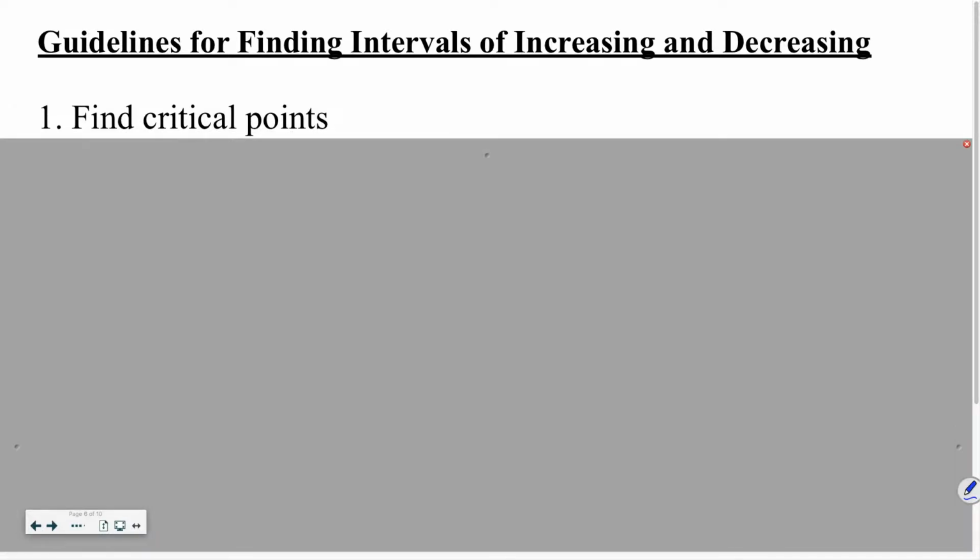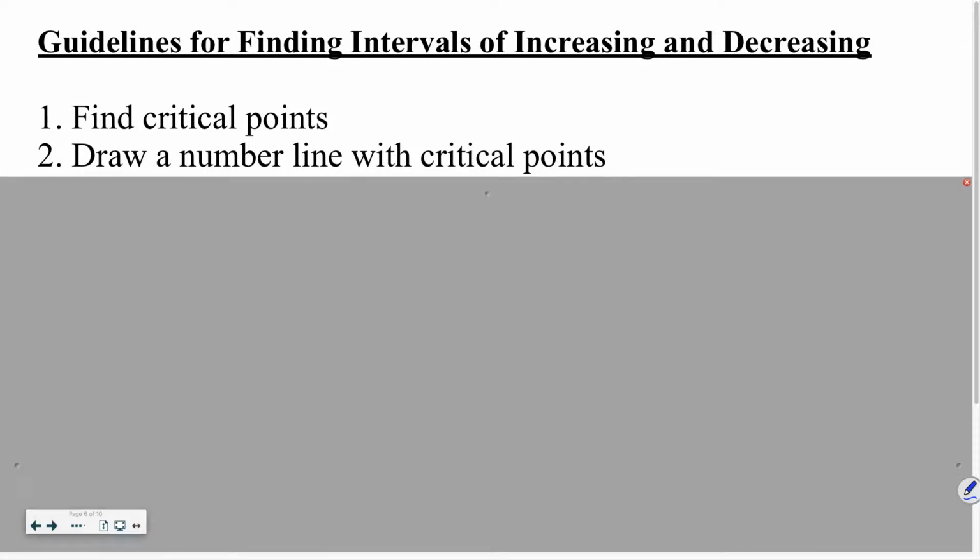So we need to figure out what our critical points are, because that's where we could potentially have a change in direction, right? If we have a turn, we would be switching from increasing to decreasing. Like those corner points, we could be switching. Maybe not, but we could. So you're going to find critical points just like you did on Friday. But then I'm going to ask you to put those critical points on a number line.